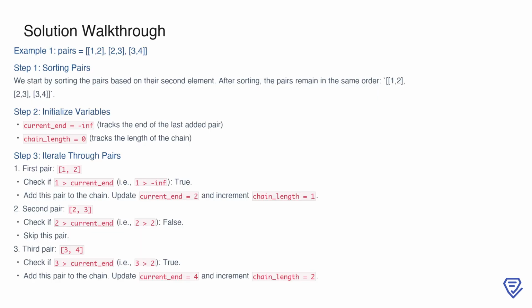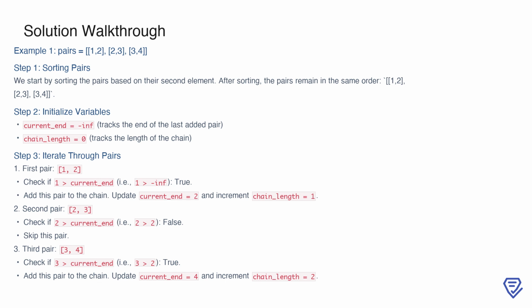To solve this problem, we start with an example where the pairs are given as (1, 2), (2, 3), (3, 4). First, we sort these pairs based on their second element. Interestingly, they are already sorted, so the order remains the same: (1, 2), (2, 3), (3, 4). Next, we initialize two variables. current_end is set to negative infinity to track the end of the last pair we added to the chain, and chain_length starts at 0 to keep count of the pairs in our chain.